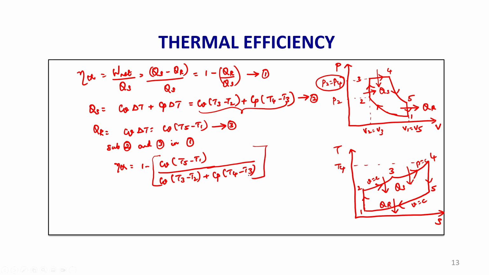Okay. Now, divide the numerator and denominator by Cv. Divide the numerator and denominator by the term which is inside the bracket, divide by Cv. So, we get this Cv and this term will get cancelled. Okay. So, here I will get Cp by Cv. So, that will be equal to, so you can see this one.